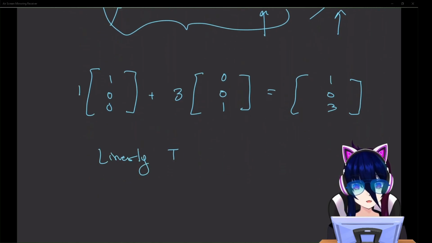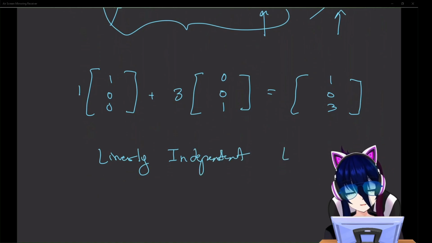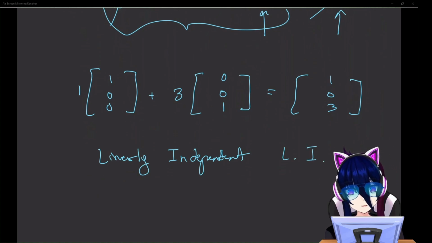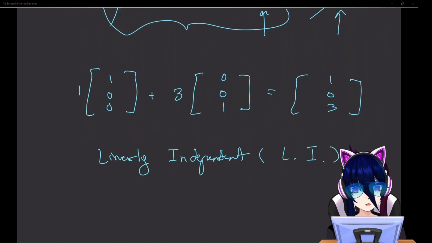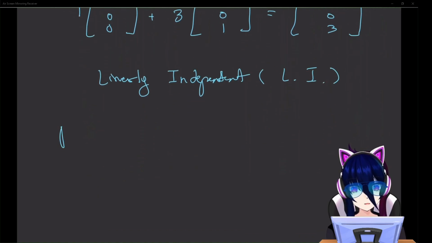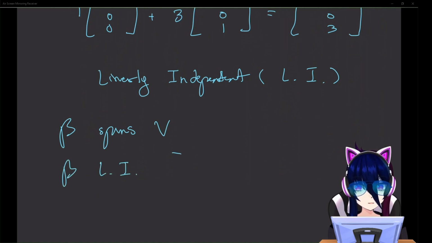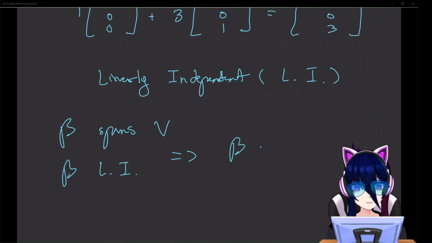Linearly independent. Great handwriting. Which we can also write as just L.I. for shorthand. Alright, so we've shown that beta spans V, we've shown that beta is linearly independent. Therefore, beta is a basis for V.